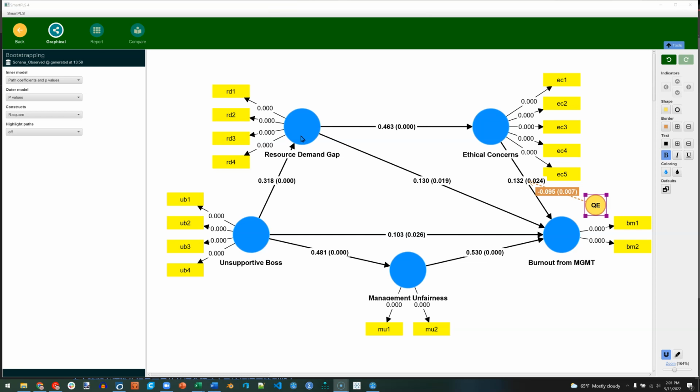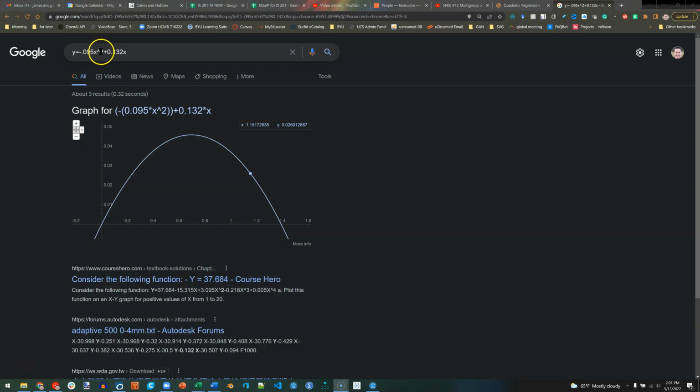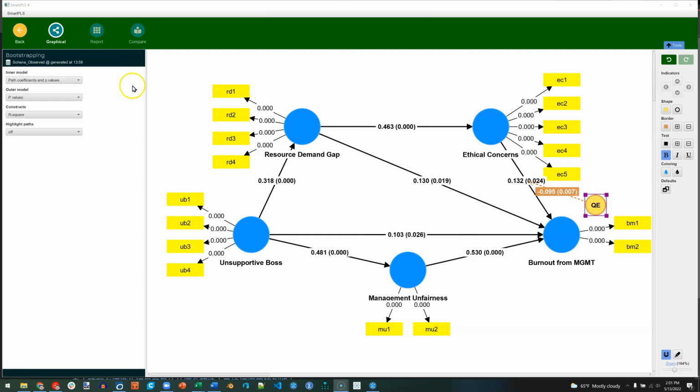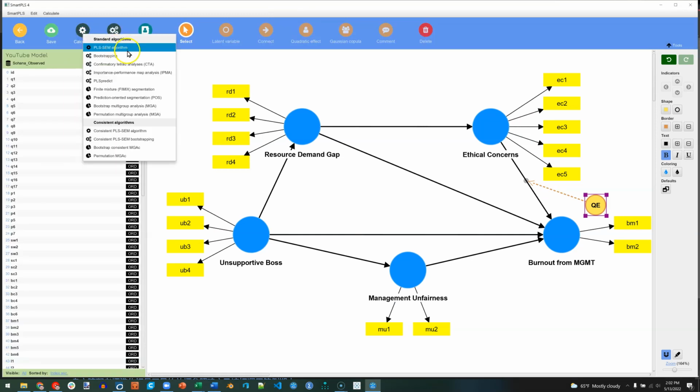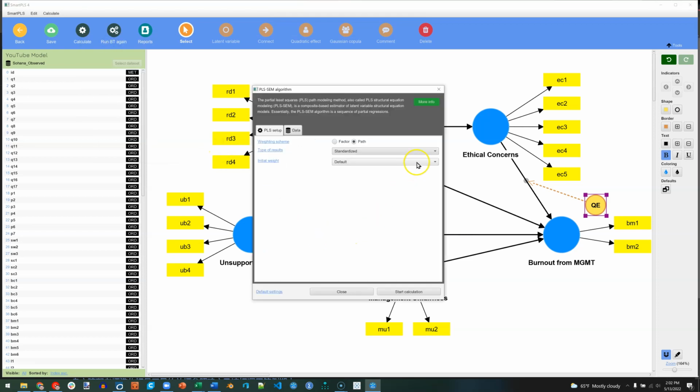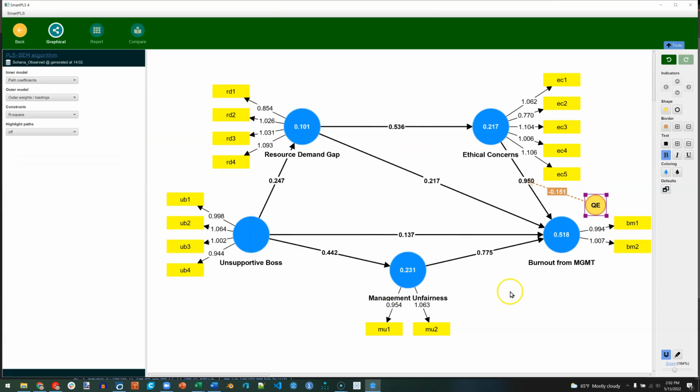Just to review the formula I put in Google, the x squared coefficient is the curvilinear quadratic effect, and the x coefficient is, as always, just the beta. Of course, I am plotting these with standardized coefficients. I should probably have done that with unstandardized. Let's see if it lets me do that. What if I calculate this not with a bootstrap? And select, instead of type of result standardized, give me unstandardized. Hit start. Hey, it gave me those.